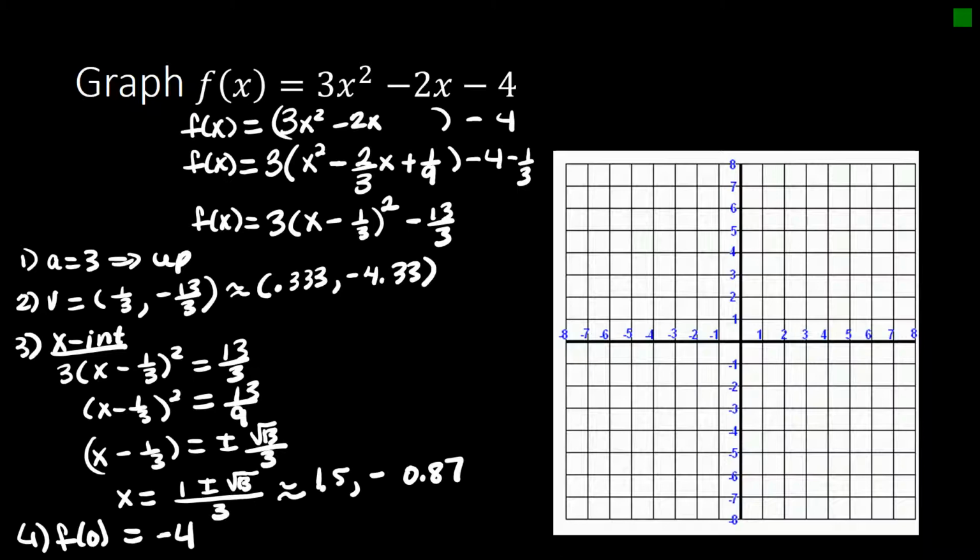The vertex, 1/3 and −4.33, is about here approximately. The x-intercepts, 1.5 and −0.87, are about here. And then our y-intercept of −4, which is there. So this graph is pointing upward. Kind of a little skinny parabola here, but that's our parabola.